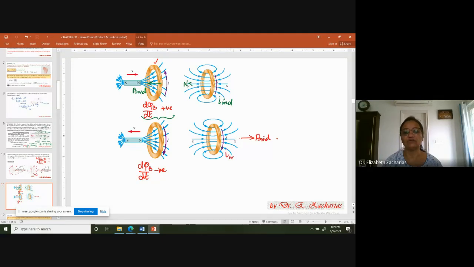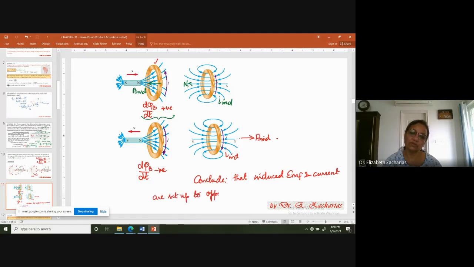So this is your induced current, and look at the magnetic field. So basically, you are able to conclude that the induced EMF and current are set up to oppose the change in flux.